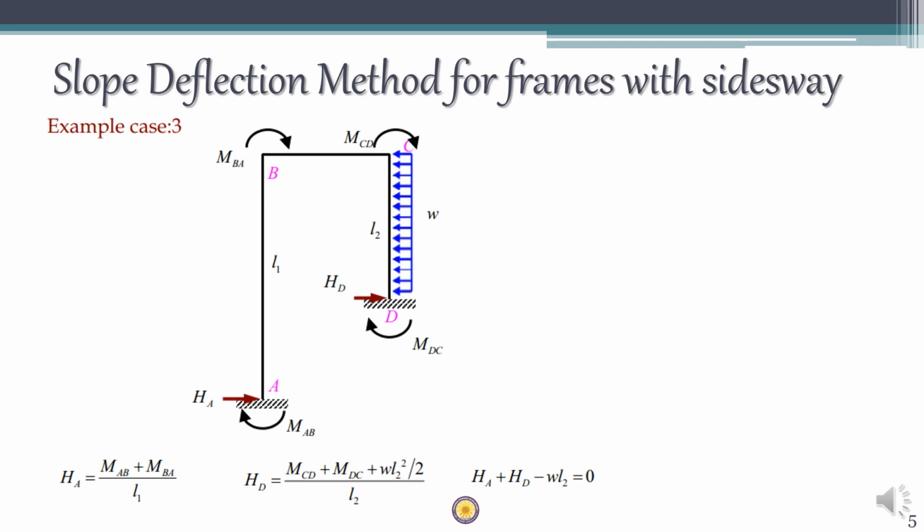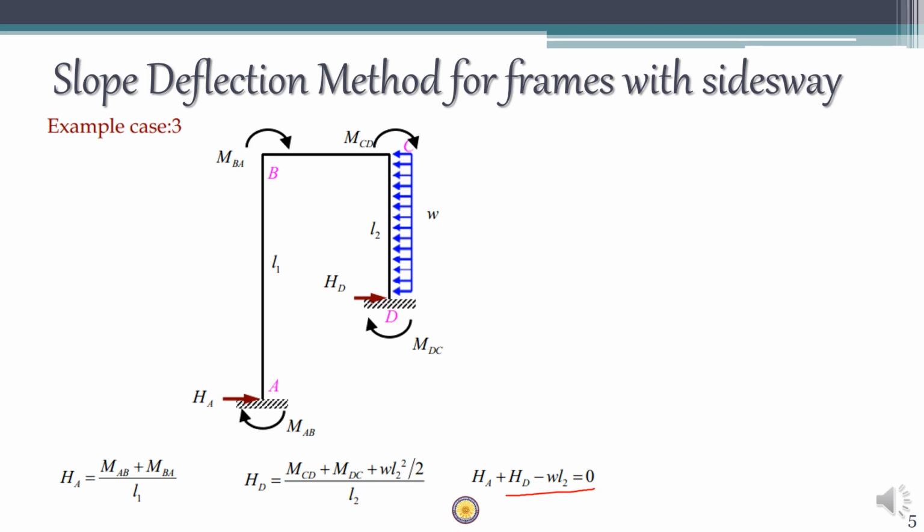Now let's move on to another case here. So here also the length of the columns are different, which means that the problem is unsymmetric, and the loading is acting on the right hand side column and in the opposite direction, as seen in the earlier case, and it is a UDL here. Okay, so the sum of horizontal force will be HA plus HD is equal to W into L2. So that will be the additional equation.